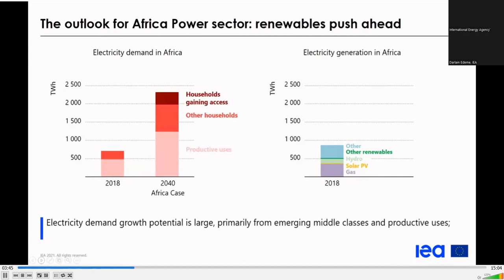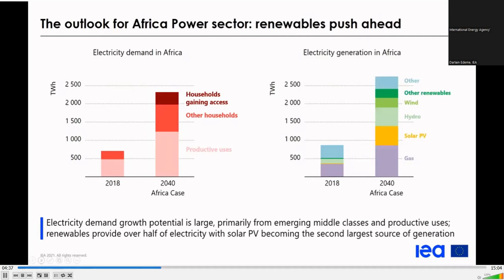Based on our modeling, which comes from the demand sectors, so how demand will evolve in the building sector, in the industry sector, in the transport sector, we will have an estimation of the future need for electricity. And here you can see that there is an important increase of electricity for productive uses. For households which are already connected to electricity today, there will be more appliances or more electricity needs, but also there will be a new demand from households who are not connected today and who will gain access to electricity. And the mix for generating this electricity will also evolve with an important role for gas, but the big winners will be modern renewables, specifically solar PV, which is expected to grow very fast.